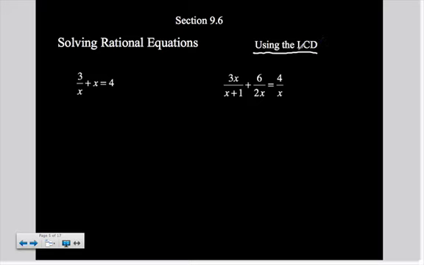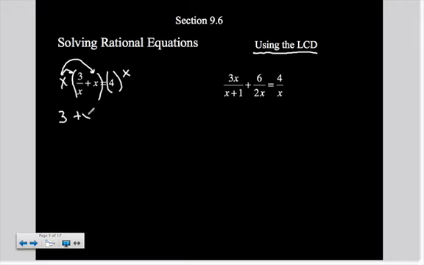So, if we take a look at our first problem, this is a really easy problem. The only denominator I have is x. Therefore, my least common denominator is x. And if I multiply both sides of this equation by x, x times 3 over x is 3. Remember, distributive property still applies. We have to multiply what's in the parentheses by this value.